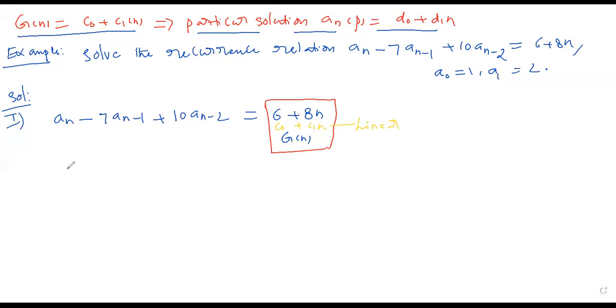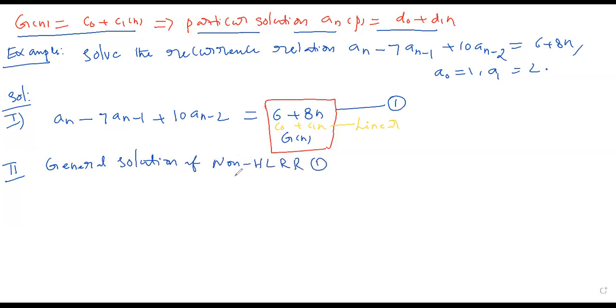Before going to that, come to step 2. What is step 2? The general solution, which I will denote by equation 1. All of you look at the screen properly, it is very, very important. Step 2 is the general solution of the non-homogeneous linear recurrence relation, that means equation 1.